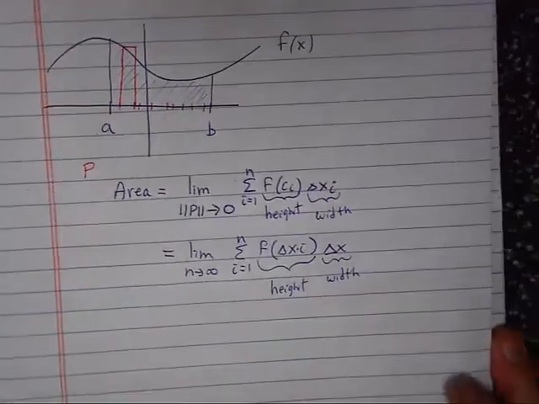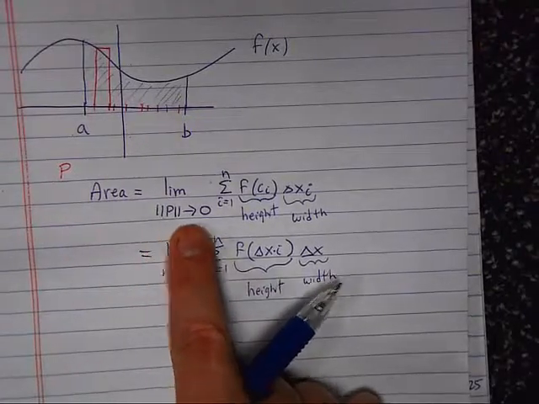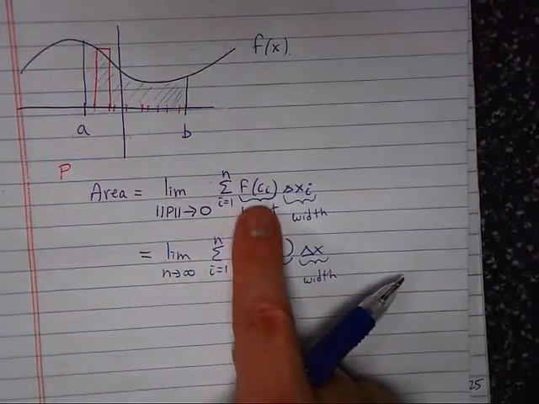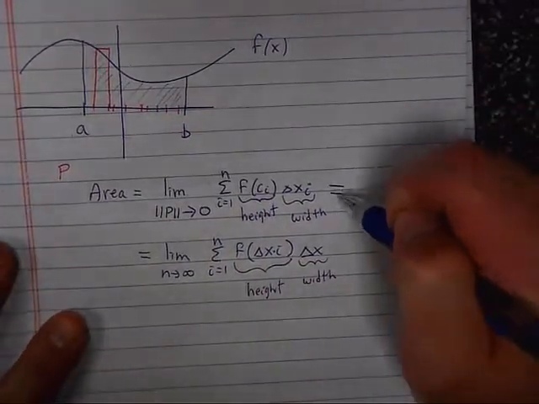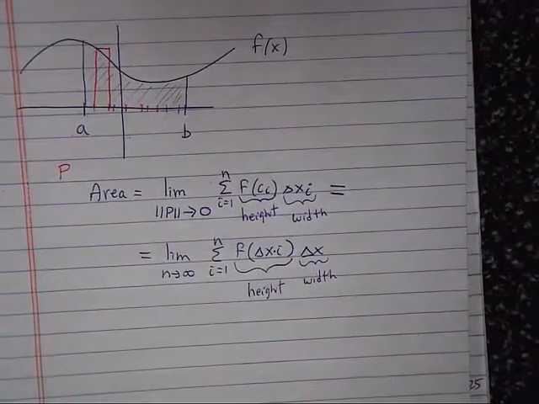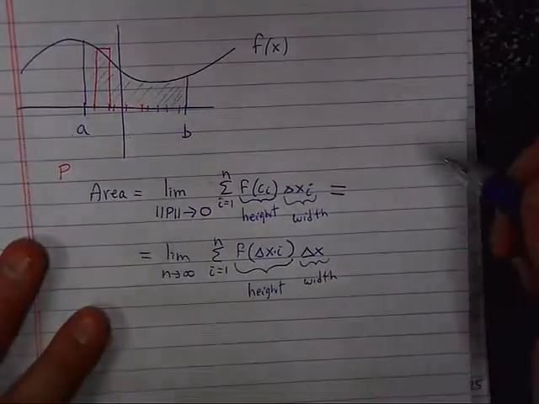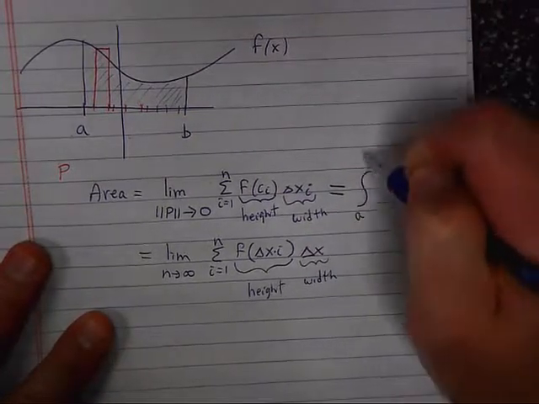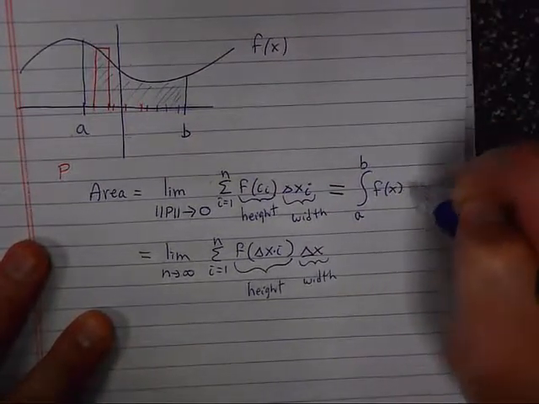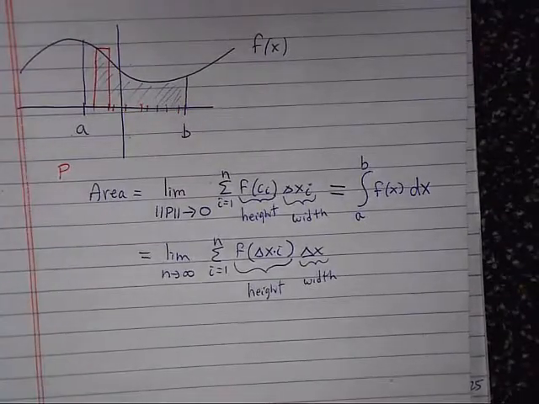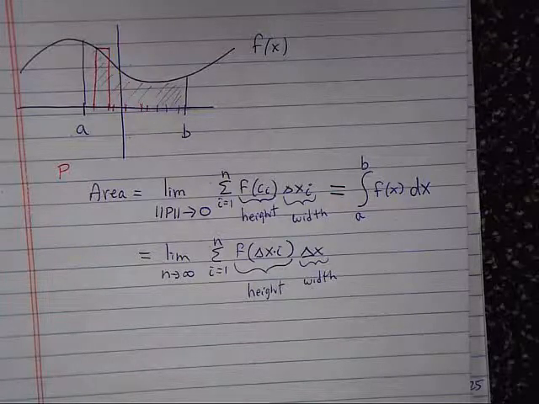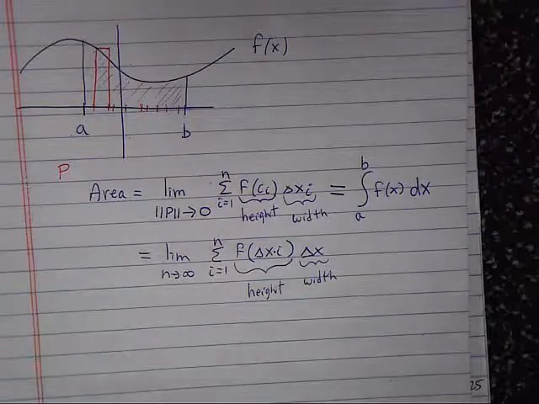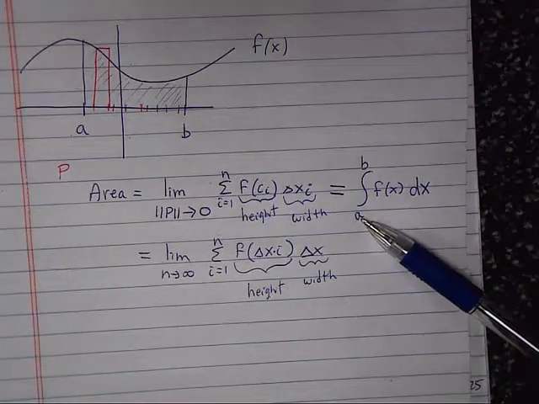Okay, so that limit, the limit as the norm of p goes to 0, the sum from i equals 1 to n of f of c sub i, delta x sub i, this is defined to be the definite integral. And the symbol we use for definite integral looks like this. Which should look like a very familiar symbol. What does that symbol look like? It looks like the antiderivative symbol. The difference is we've got numbers here, a and b.